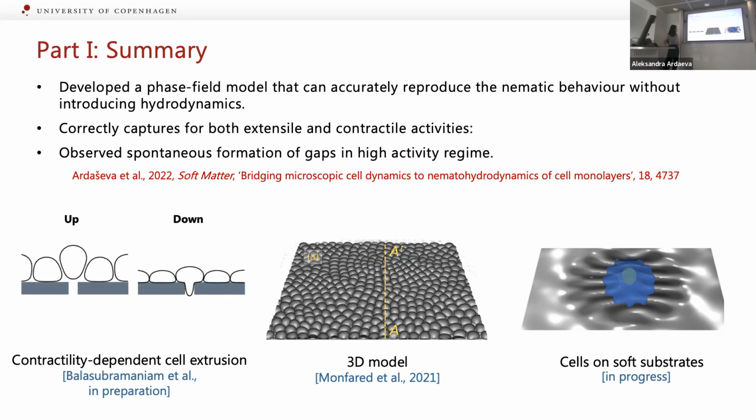For example, here we did some work where we have collaborators who look at the extrusions, basal versus apical extrusions in cell monolayers. And here we studied how the contractility, so the cells exert contractile forces on the substrate, affects whether cells will go up or they will go down. We also included adhesion here and looked at the interplay between contractility, cell-cell, and cell-substrate adhesions. And this is a work in progress.